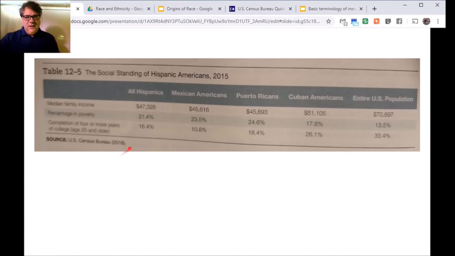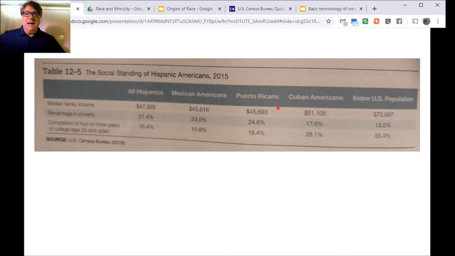Okay, look at the difference here between Mexicans and Cubans. Look at the educational rate. Look at the rate of poverty, much lower than Mexicans, and income is higher. Okay, what do we know about Cubans in the United States? Where do they live? Largely in Miami.